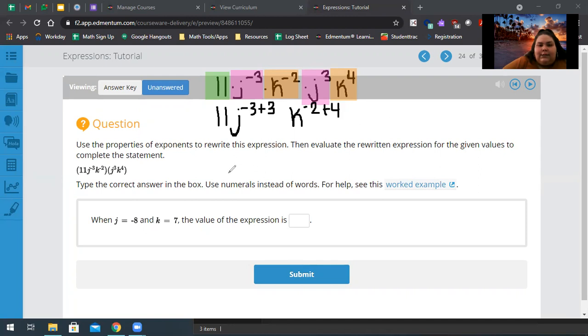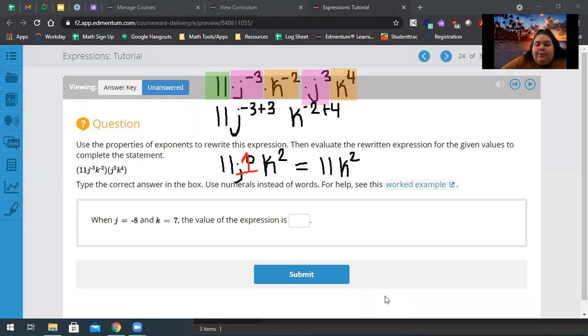So now, again, we're going to simplify this. This will be 11. -3 plus 3 is j to the 0 power. -2 plus 4 is k to the 2 power. Now, remember, anything to the 0 power is just 1. So that j actually disappears for us. So then this is going to be equivalent to 11k squared. See here, you were supposed to plug in j as -8 and k as 7. We don't have to do much here.